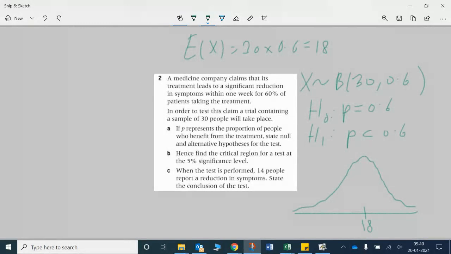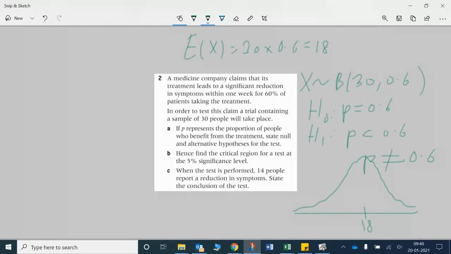Okay, now this is the difficult bit, and it says if p represents the proportion of people who benefit from the treatment, so 60% presumably according to the null hypothesis, then state the null and alternative hypotheses. Now, when I first read this, I thought the alternative hypothesis would simply be that the probability is not 0.6. In other words, we don't know if it's better than what the medicine company claims or whether it's worse than what the medicine company claims. We simply don't know what we're testing here. We're just checking to see if it's right. Maybe it's better, maybe it's worse.